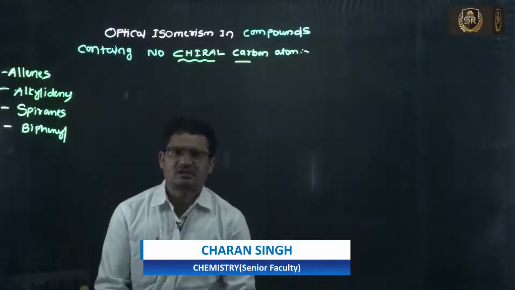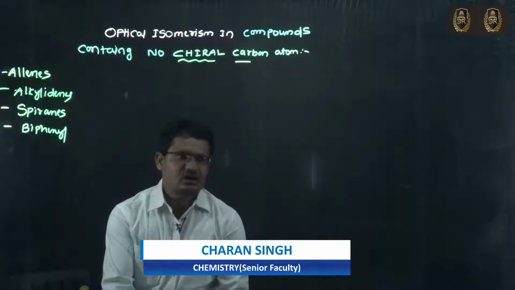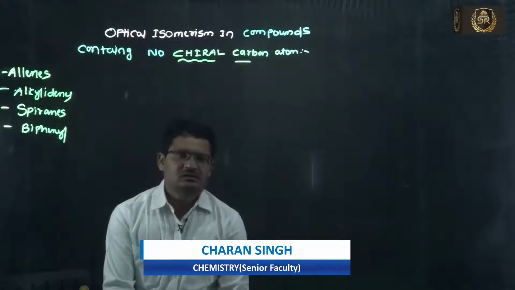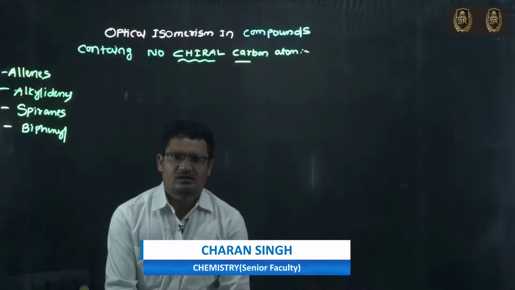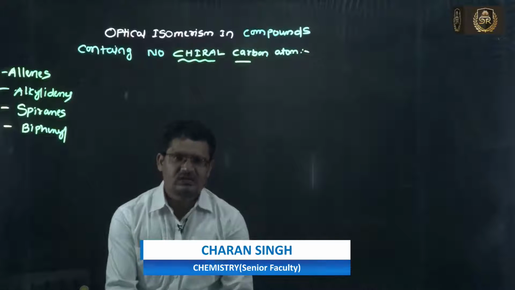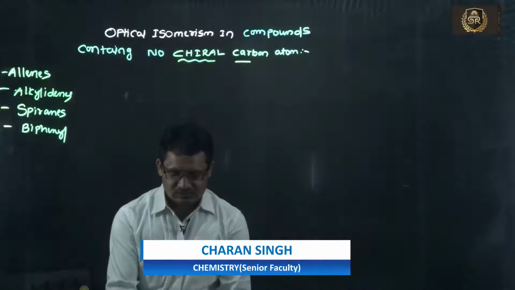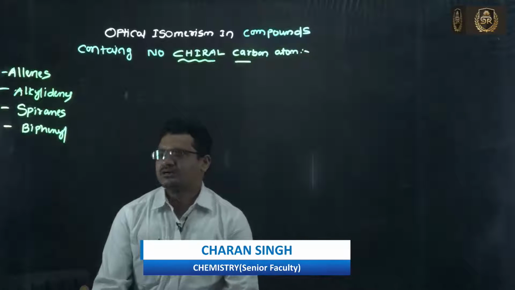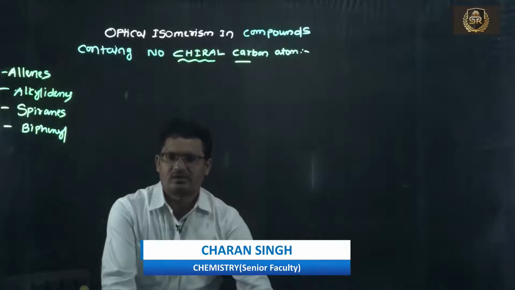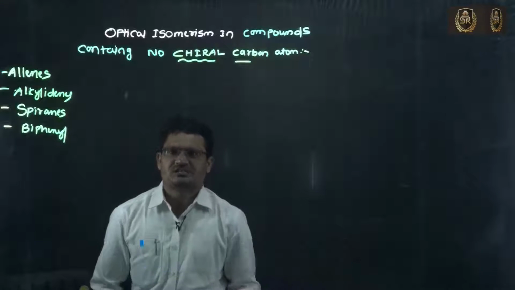Chain isomerism is nothing but compounds having the same molecular formula but different types of chain. Next, position isomerism: compounds having the same molecular formula but different positions of, for example, multiple bonds, halogen or alcohol. Multiple bonds like double bond, triple bond, alcohol, halogen, their position is changed.